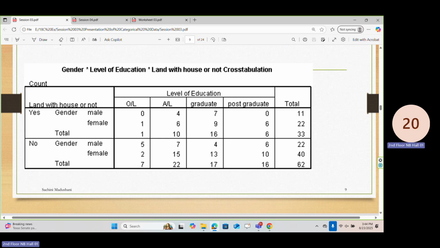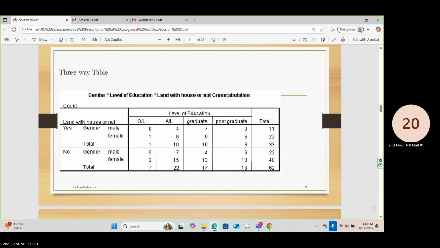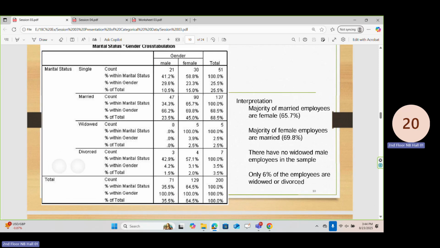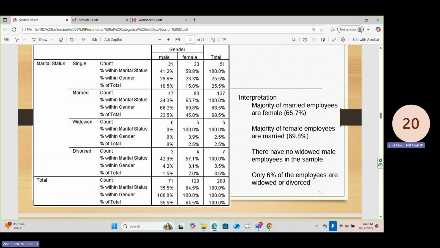Otherwise, we can take the total values also and interpret them. Here, 33 respondents have land with a house. Okay. Now looking at this table, this is the complete cross-tabulation. You can download it from the LMS.